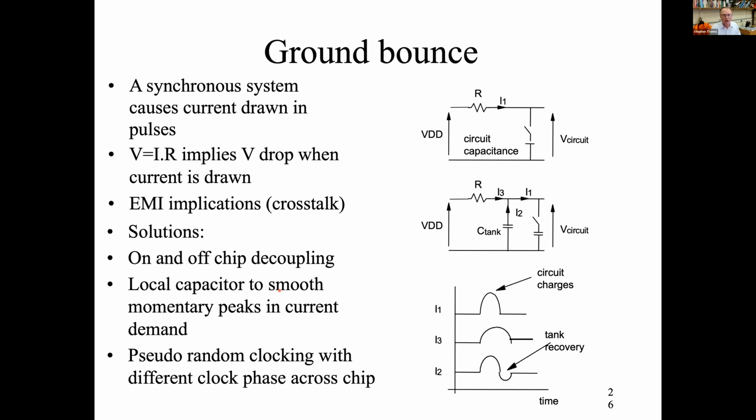So what you can do to solve this is you can have some decoupling, which of course is another capacitor which adds capacitance, but it does smooth out some of this ground bounce problem. You can also do something called pseudo-random clocking, which again adds complexity to your design. If you have different clock phases in different parts of the chip, that means that you don't have the whole chip with a clock edge at the same moment.